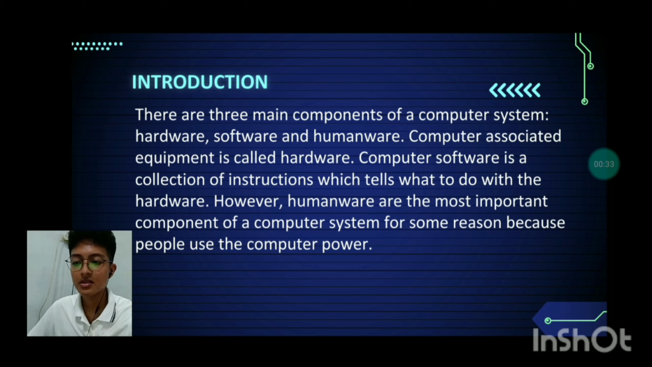This lesson introduces the discussion of the key components of a computer system and how they work together. Now there are three main components of a computer system: the hardware, software, and the humanware. Computer associated equipment is called the hardware. Hardware is a physical component, which means we can see it or touch it. Computer software is a collection of instructions which tells what to do with the hardware.